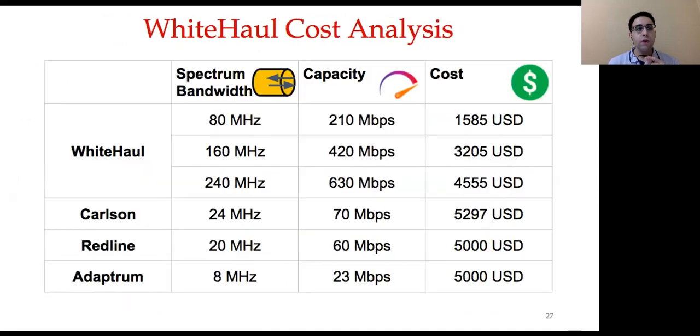So after we saw all these performance gains, the question now is how much it costs to have such a system. This table provides a brief comparison between the cost of the WhiteHaul system under different configurations compared to the commercial TV white space backhaul solution. The cost of the WhiteHaul system is a function of the amount of spectrum it can utilize. The detailed breakdown of that cost analysis can be found in the paper. But in general, WhiteHaul costs slightly less than the state of the art, while it can aggregate an order of magnitude more spectrum and achieve 9 times more capacity than the state of the art.